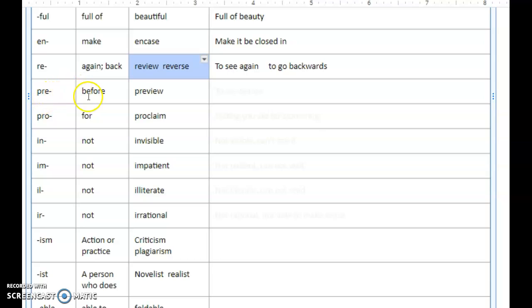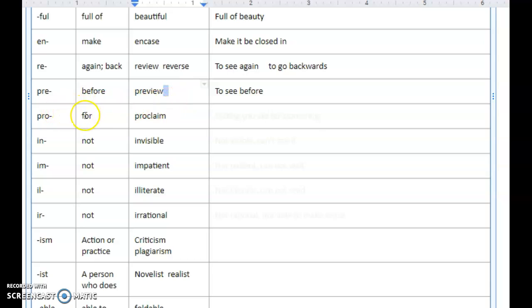Pre means before, so preview means to see before. So you could watch a preview of a movie before it comes out. You could preview a book by looking through at the characters and pictures.